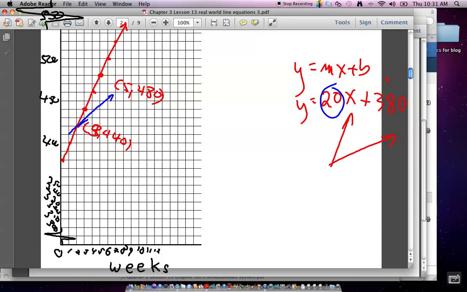All right. How much did he begin the process with in the bank? Alan? 380. Very good. Begin. What do we say is like begin? The y-intercept. Very good. What's the next question?